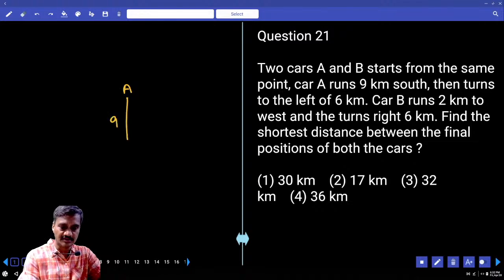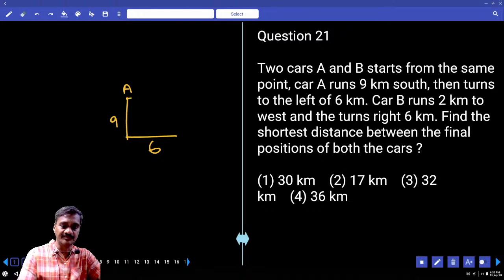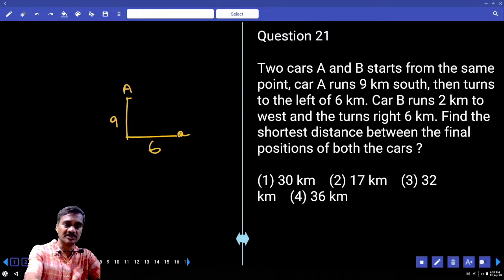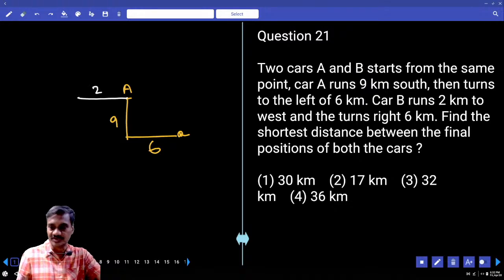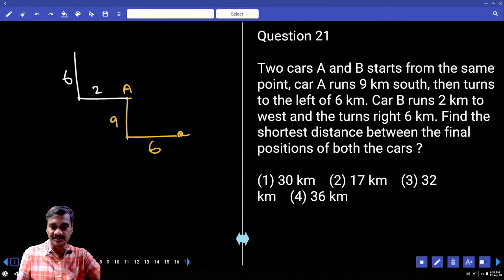Car A travels 9 kilometers south, then turns left and travels 6 kilometers. Car B runs 2 kilometers to the west, then turns right and travels 6 kilometers. Find the shortest distance between the final positions of these two. Now this is B and this is A. We need to find the distance.